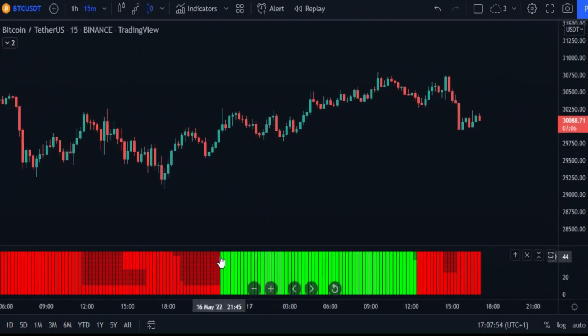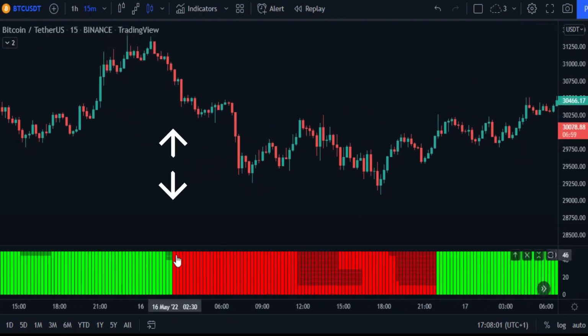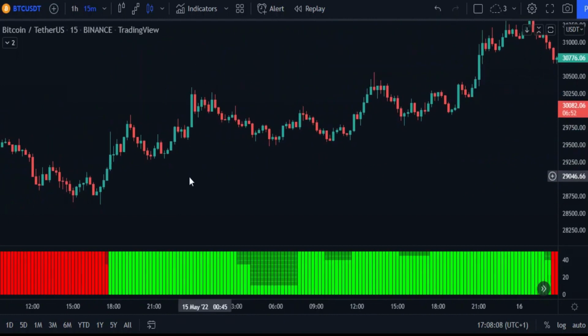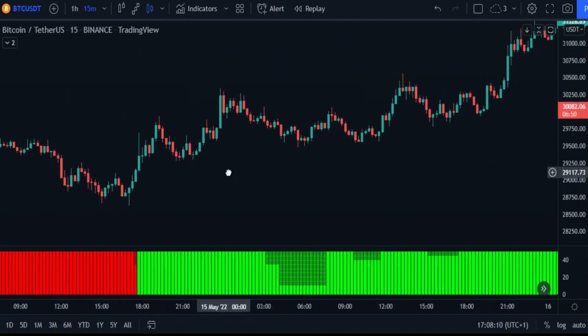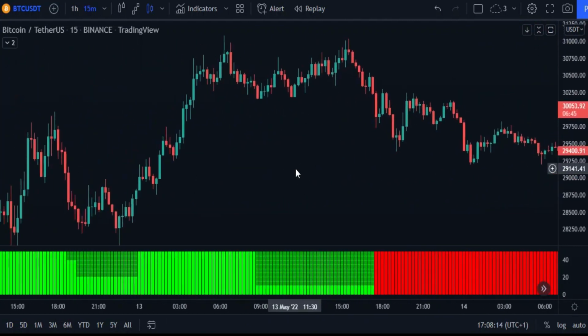When the green area appears, it means that there is a high probability that the trend will be an uptrend. Conversely, when the red area begins to appear, it means that we are likely to have a downtrend during the upcoming candles. As we can see, this happens constantly. The green zone appears, and we have a bullish trend. And when the red area appears, we will have a downtrend.